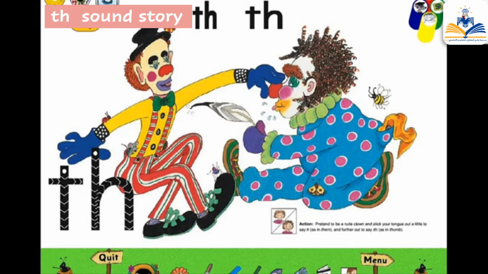One clown, a thin fellow, is rather rude. He sticks his tongue out at the ringmaster, but only a little way. He goes. The other clown, who is much bigger, is very rude. He sticks his tongue right out. He goes. Then the clowns chase one another and tickle each other with feathers. Everyone laughs at them.